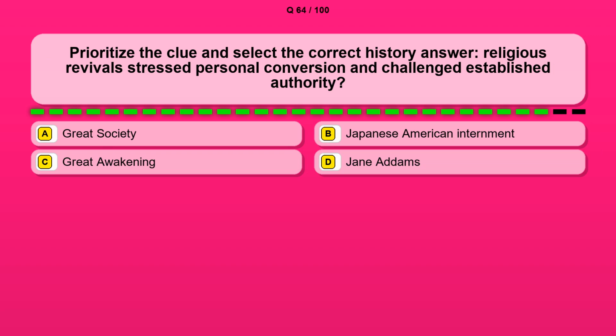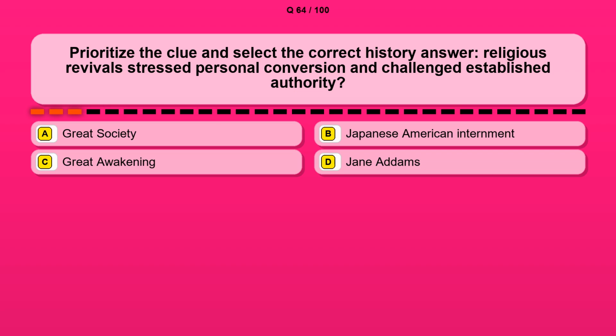Question 64. Prioritize the clue and select the correct history answer. Religious revivals stressed personal conversion and challenged established authority. Option A, Great Society. Option B, Japanese American internment. Option C, Great Awakening. Option D, Jane Addams.